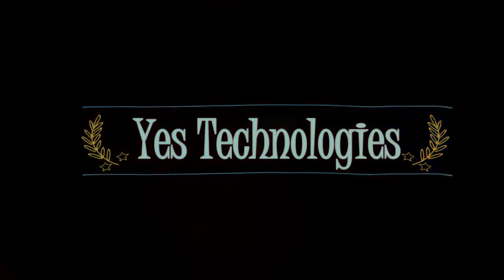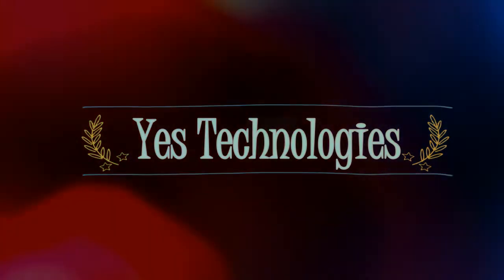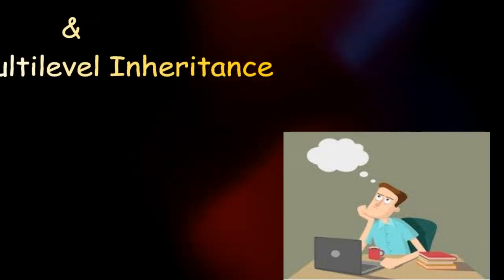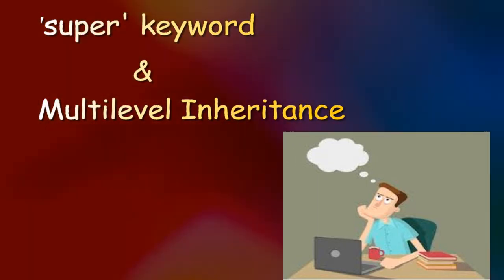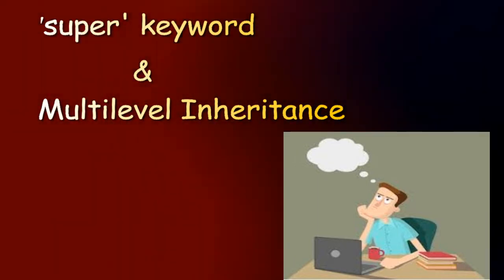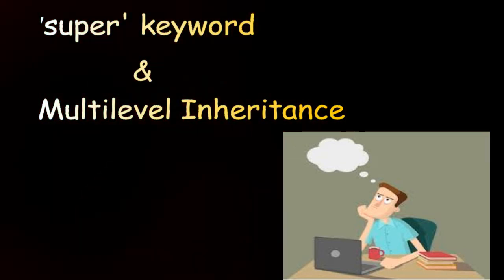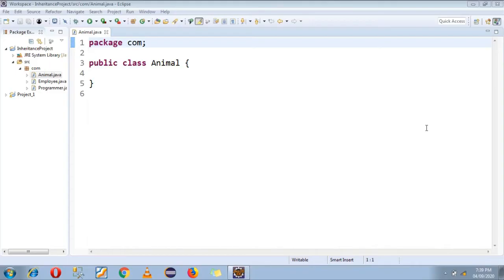Today we are going to learn about super keyword and multi-level inheritance. In last tutorial I explained to you about single inheritance and the Object class, which has 8 methods, and we went through one method, that is the getClass function. So now today we are going to learn about the super keyword.